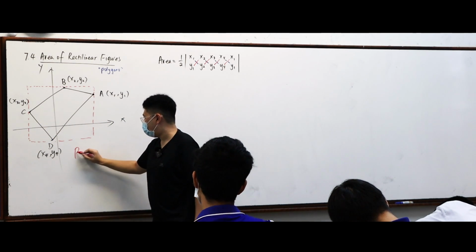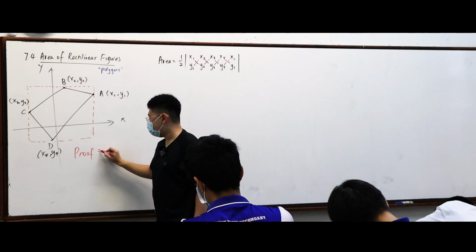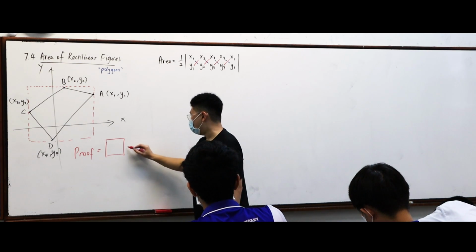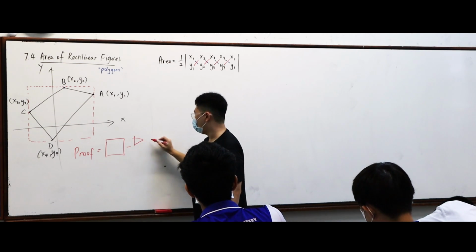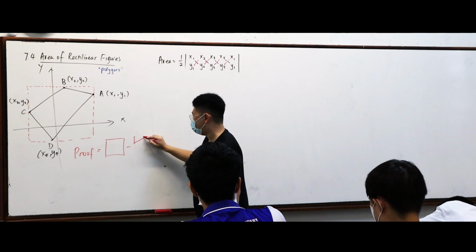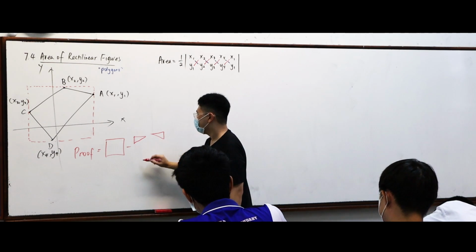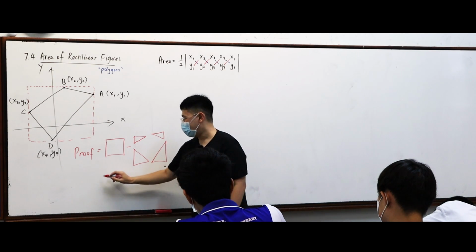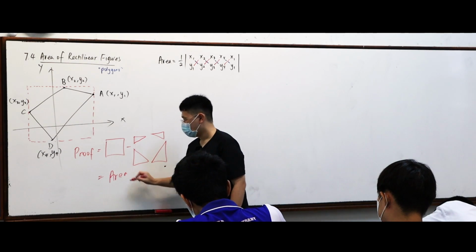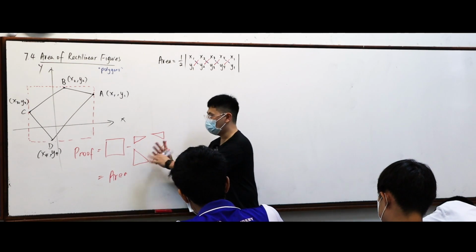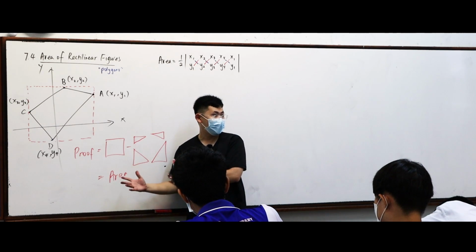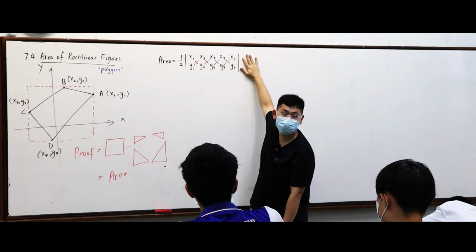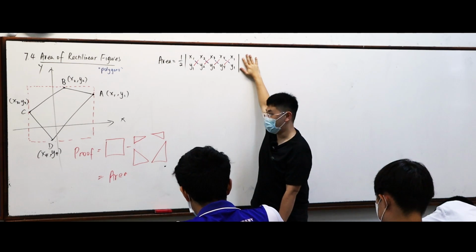So the idea behind the proof is that you take the big rectangle, right? You minus off the small triangle above. You minus this one, you minus this one, you minus this one, you minus this one. Then that is equal to the area. And in the process of doing all this fancy junk, the summary is in a very neat form over here using this formula.